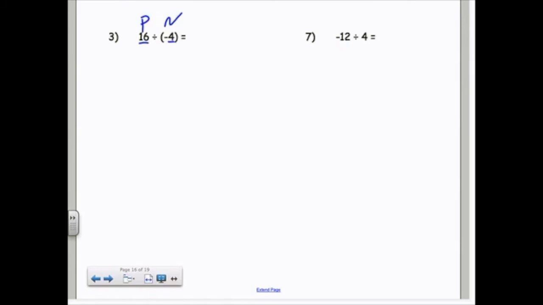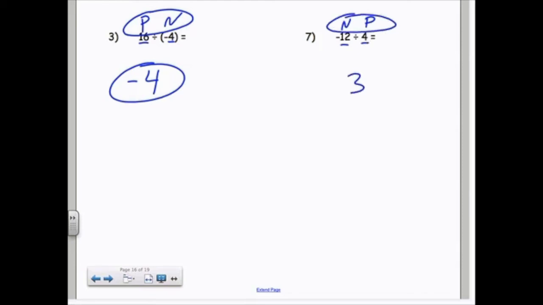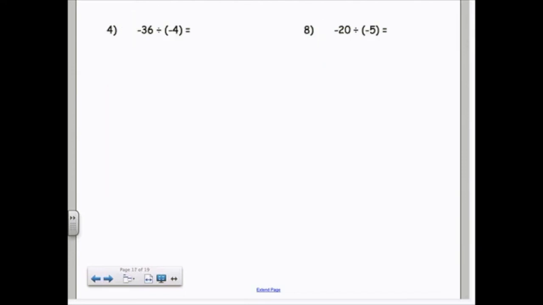16 divided by 4 is 4, but because signs are different, it's -4. Here we do 12 divided by 4, which is 3, but once again, because signs are different, -3. Make sure you're asking yourself about the sign as well as the numerical answer. Here, if you haven't done so yet, pause, try the 2 on your own, unpause, and then check to see if your answer is correct. -36 divided by -4. I first do 36 divided by 4, which is 9, and then because signs are the same, my answer is +9.